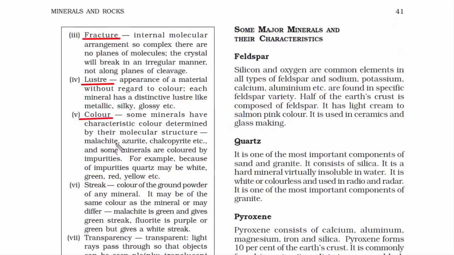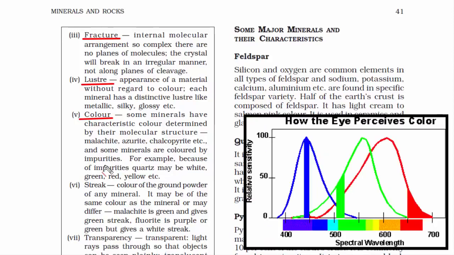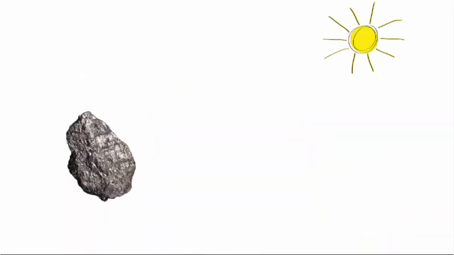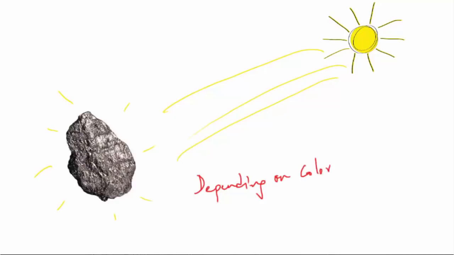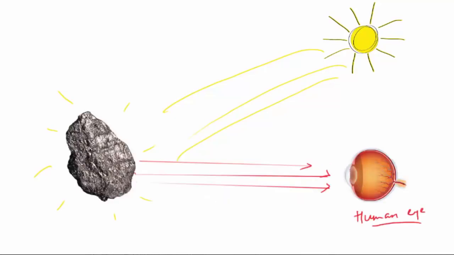The fifth one is color. So how do we as humans perceive color? How do we know it's blue, red, yellow, green, brown, black color? When different wavelengths of visible light fall on our eyes, that's how we see different colors. Now when light falls upon a crystal of a mineral, some wavelengths are absorbed by the atoms of the crystal, while others are reflected. Those which are reflected from the mineral's surface, when they enter our eyes, that's how we perceive the color of a mineral.